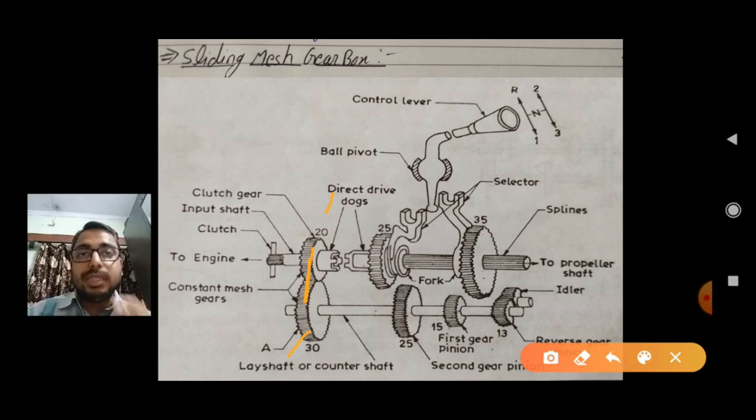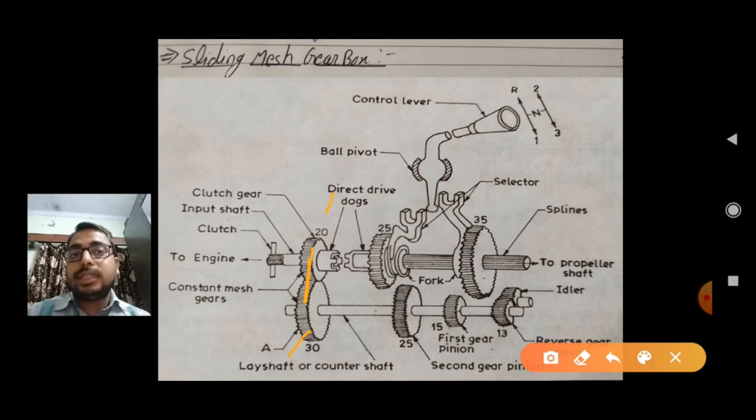So this is a simple thing, you have to remember that when the number of teeth in the driver gear is less than the driven gear, then the torque transmission is high and the speed transmission is less. That is, the output torque is higher and the output speed is less.